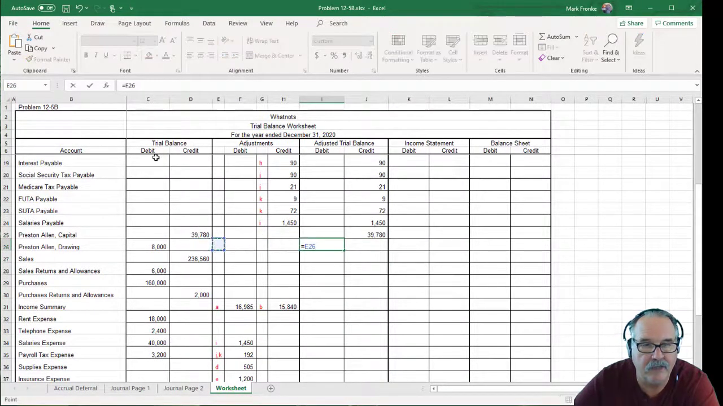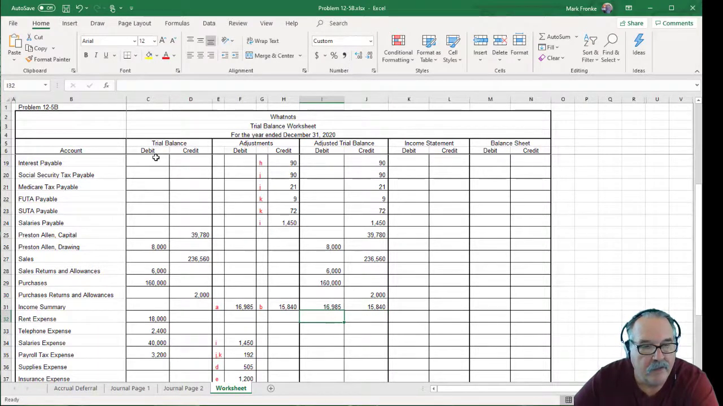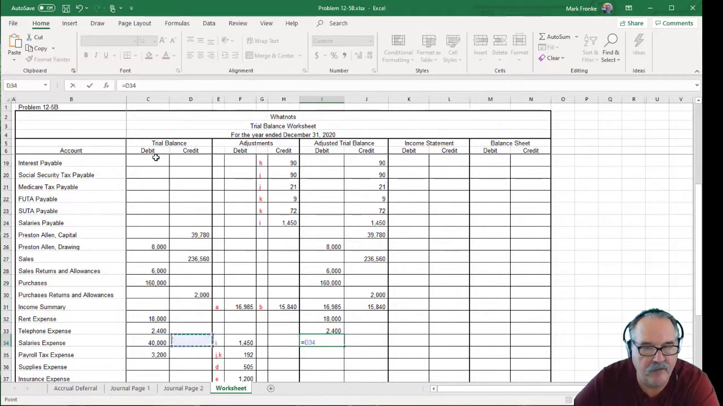The drawing account didn't change, it's a debit balance. Sales is a credit. Sales returns is a debit. Purchases is a debit. Purchase returns is a credit. We have the income summary, and we'll bring over both of those. Rent expense didn't change. Telephone expense didn't change. Salaries had a debit that made it go up. Payroll tax had a debit that made it go up.